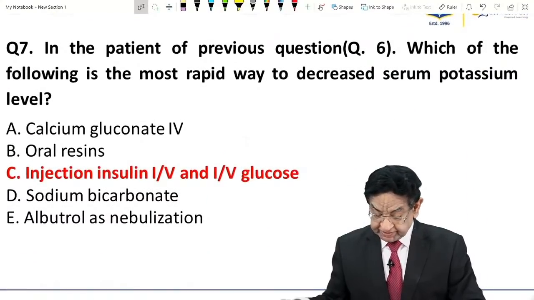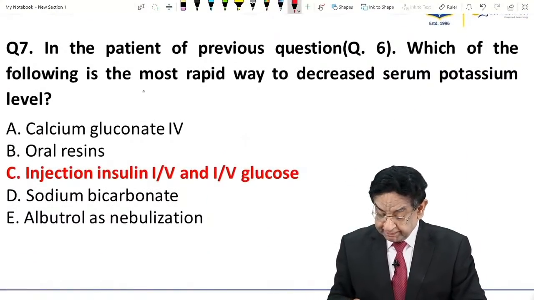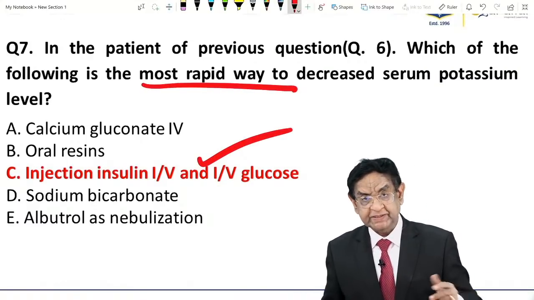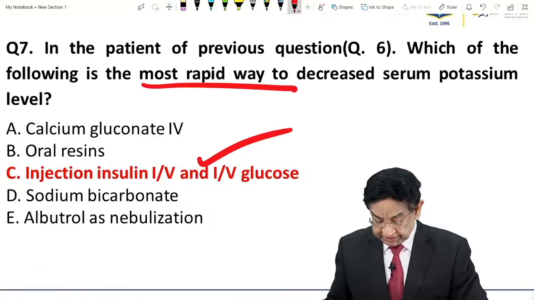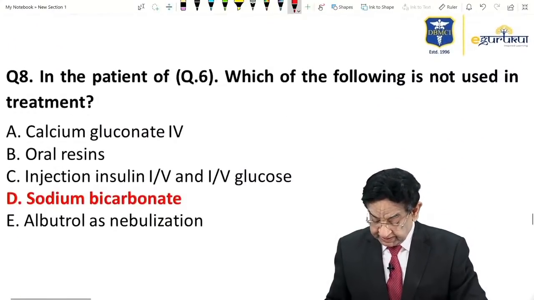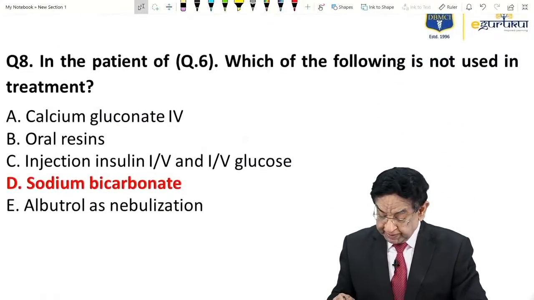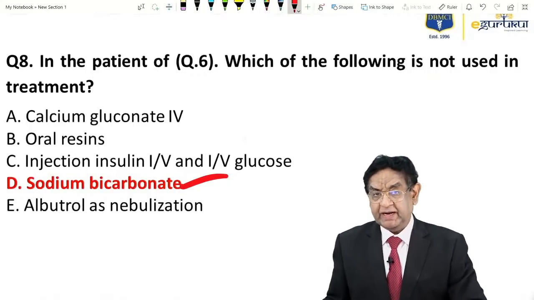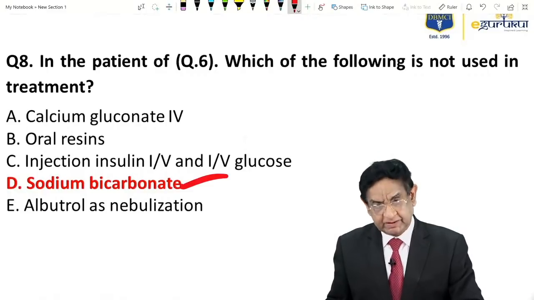So in the previous question, the most rapid way is dextrose insulin drip. I hope things are clear to you. No need to discuss. The same thing, which has no role to play, is soda bicarb. It has no role in the treatment of hyperkalemia as such. It has a role in the treatment of only acidosis.